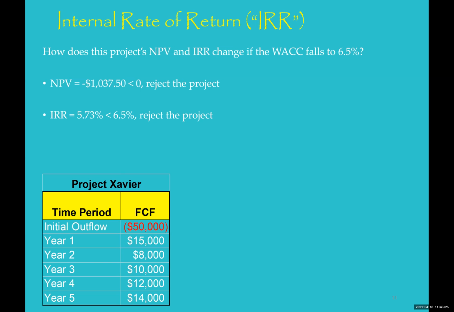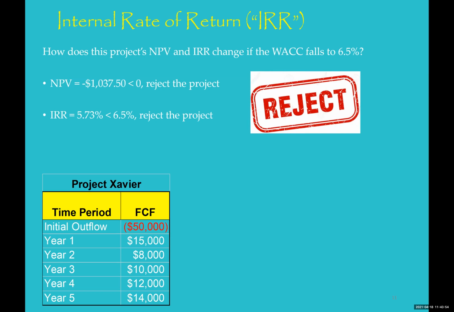Notice that both NPV and IRR say still reject the project. The NPV is actually a slightly larger number than when the cost of capital was 7.5%, but it's still negative. So you reject the project. And the IRR, we still have the same IRR for the project, but now we're comparing it to the new cost of capital of 6.5%, which is still greater than the return of the project of 5.73%. So you still reject the project. This would not be a project you'd want to do. You would lose money even if your cost of capital or your WACC falls to 6.5%.